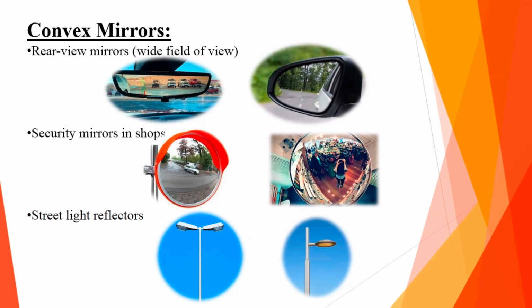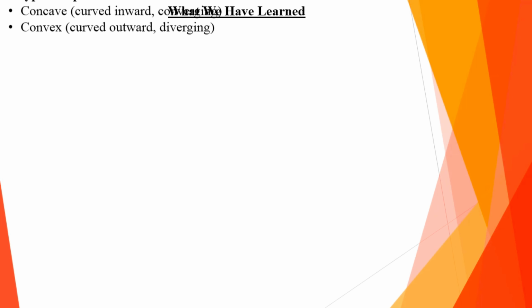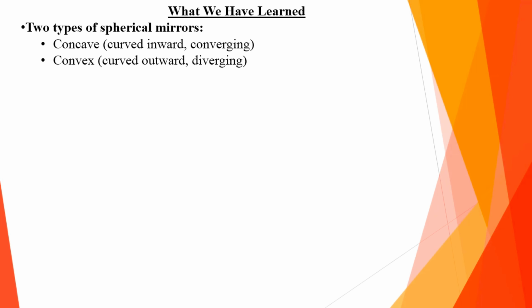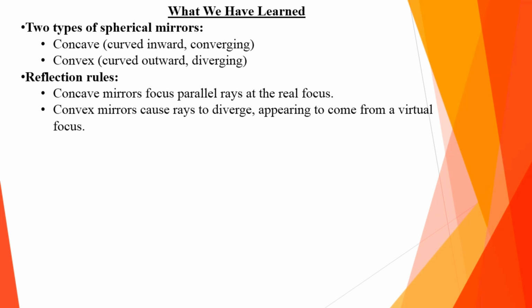So what we have learned? In this part we learned two types of the spherical mirror, that is concave and convex. Concave mirrors are curved inward and also called converging mirror, whereas convex mirrors are curved outward and also called diverging mirror. So the reflection rules: concave mirrors focus parallel rays at the real focus, whereas convex mirrors cause rays to diverge, appearing to come from a virtual focus.